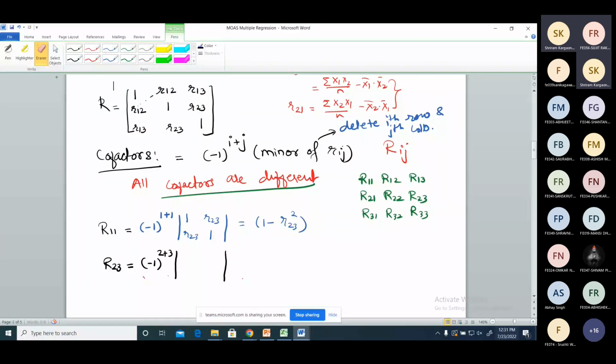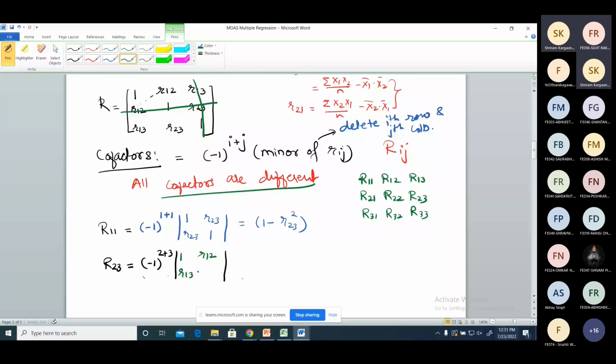Okay, delete the second row, third column. So this is the second row and third column. So what is remaining? Write that. So it is 1, R12, R13, R23. So did you all understand this?